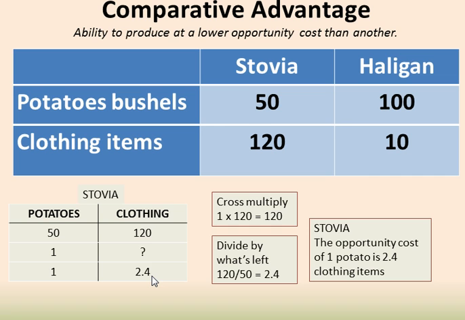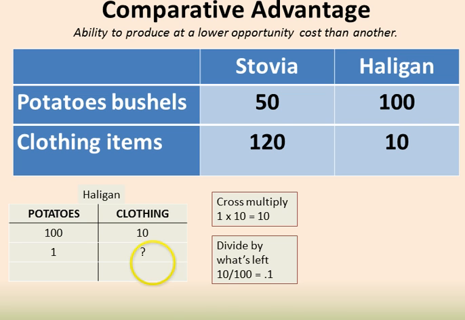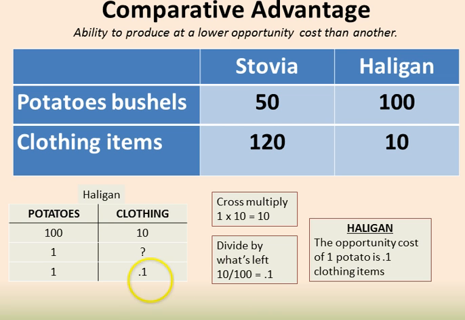units of clothing. Now we want to go ahead and look at Halligan and figure out the same process. Halligan, as we can see, can produce 100 potatoes or 10 clothing. We follow the same process. We cross multiply the 1 times 10, that gets us 10, divide it by the 100, and what that tells us is that we have 1/10 as our solution. And when we work this out, what we understand is that for Halligan, the cost of producing 1 potato is 1/10 of a clothing item.